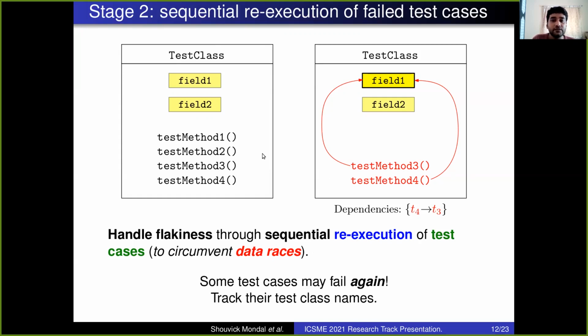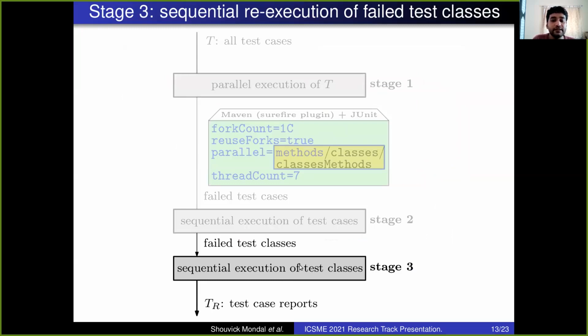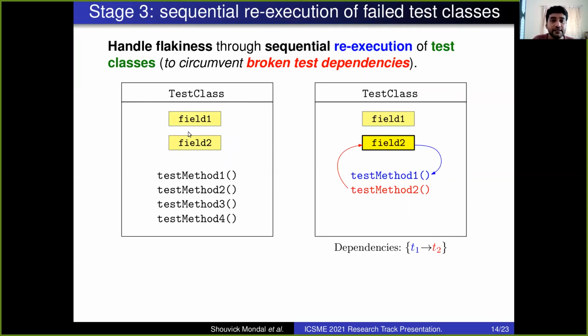However, test cases 1 and 2 also failed because they were also executed in parallel without respecting the dependency. So they will continue to fail. Track the test class name. So here is the test class. In the next step, we sequentially execute the test classes. Here we have only one test class and we execute it again sequentially. However, the order in which they're executed is the order in which the dependency is respected. So 2 is executed before 1. That was followed in the sequential execution.